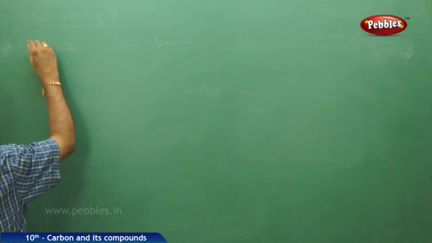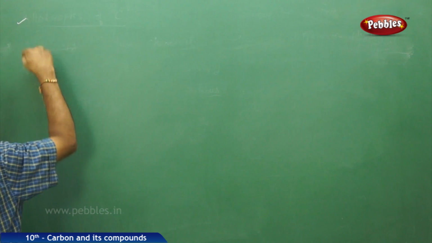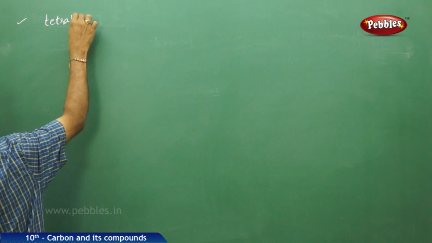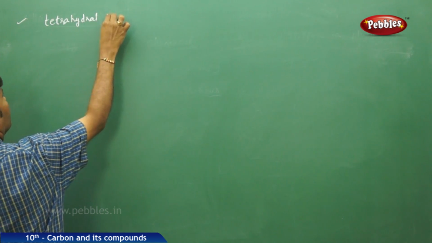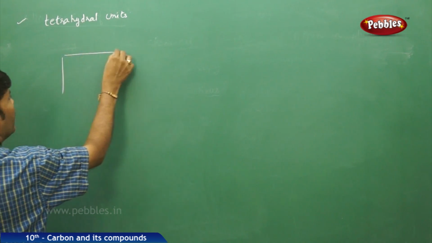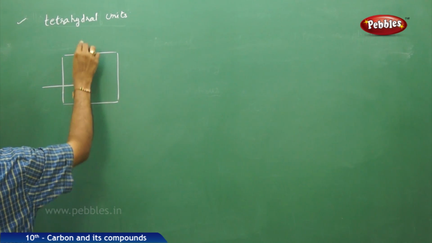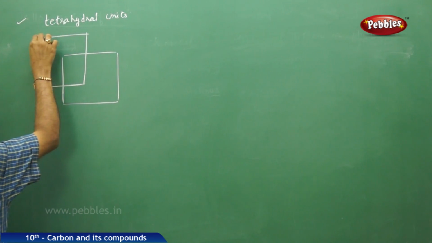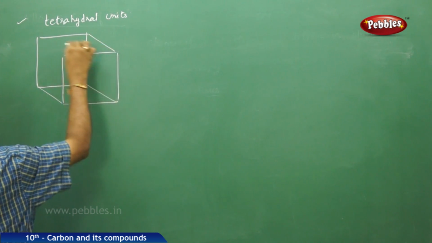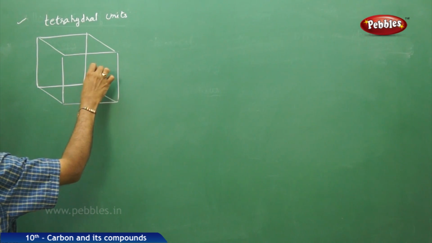If you go for carbon, if you go for diamond, carbon diamond continuation, that is, it has tetrahedral units. These tetrahedral units can be shown in the form of a cubic cell like this. That is, you can just take this is the cubic cell. You just mark one tetrahedral link like this.